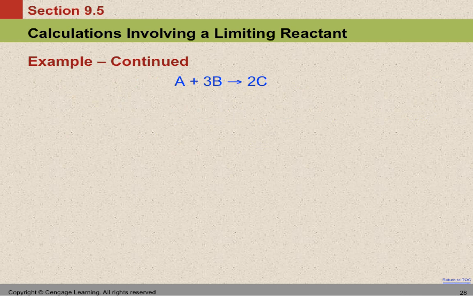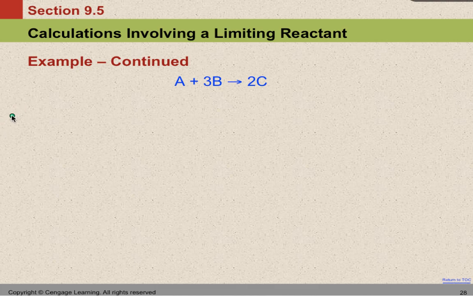Okay, so what do we do? Well, first thing we need to do is determine which one is the limiting reactant, because we have a balanced chemical equation. So let's determine how many moles of product, because I eventually want to find out the mass of product made. I'm going to do two stoichiometry problems using the mass of A, calculating how many moles of C will be produced, and I'm going to use the mass of B to calculate how many moles of C will be produced.